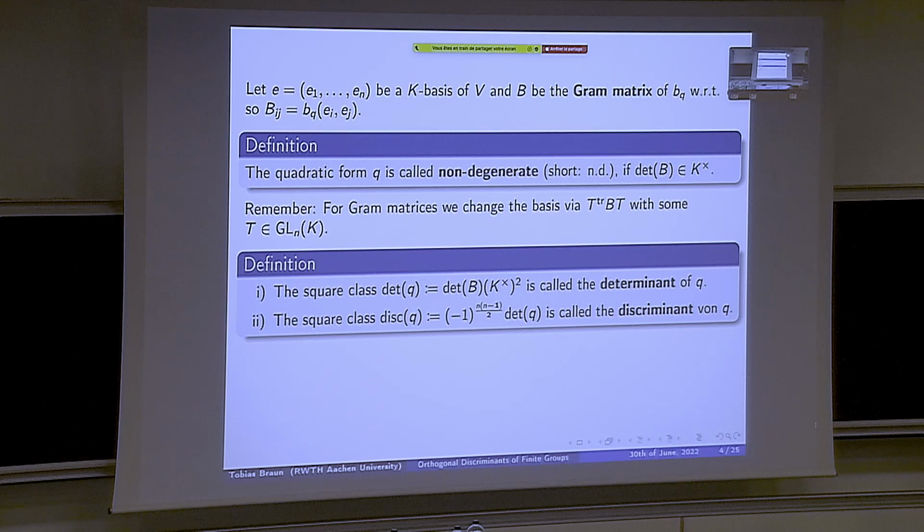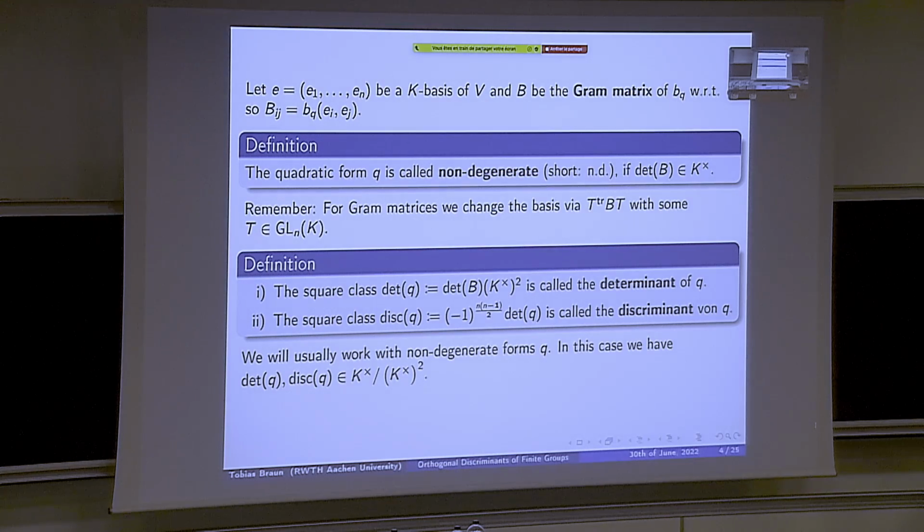The discriminant is basically the same square class up to a sign. In case you're not familiar with quadratic forms, this definition might seem a little weird, but it's just because in the theory of quadratic forms, this sometimes behaves better than just the determinant. So this is the definition of the determinant and the discriminant.